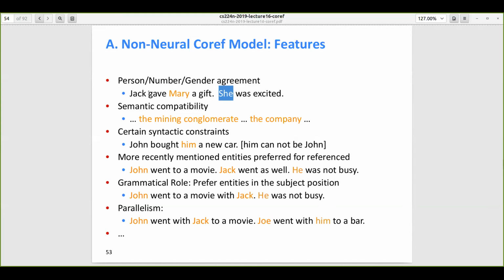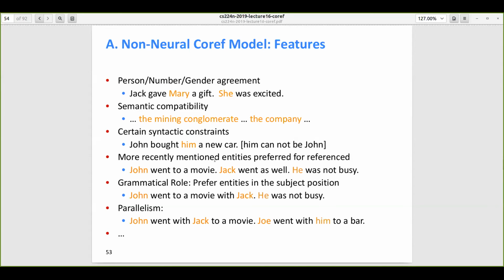Jack. That's one feature. And then there is also semantic compatibility, and then there are some sort of constraints like John bought him a car. Him cannot be John, because here we have one person's name, which is John, and then in the same sentence we have a pronoun him. But we know that him is not really referring to John, so it has to refer to someone else who was talked about before, or who will be talked about later after this sentence.